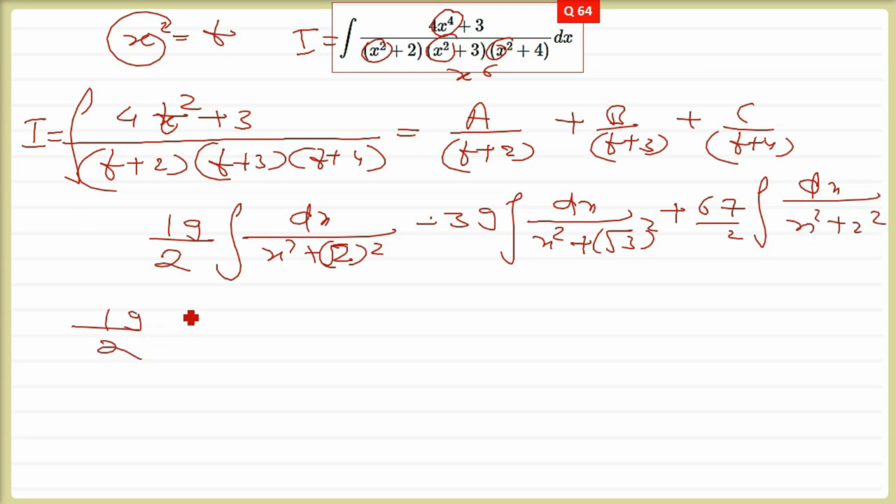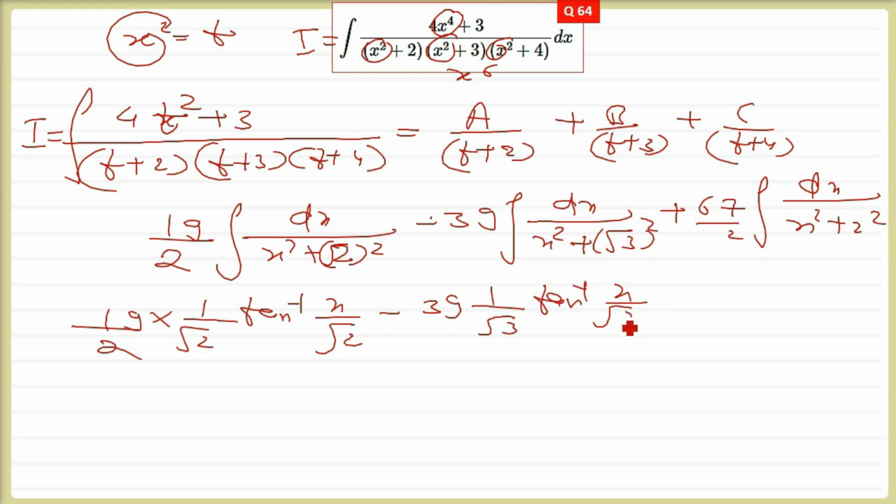Final answer will be 19 by 2. This will be 1 by a tan inverse x by a. So 1 by root 2 tan inverse x by root 2 minus 39, 1 by root 3 tan inverse x by root 3 plus 67 by 2. See, I'm just giving you a hint. This question is quite easier. The only initial steps I'm telling you, and the final steps only. So I has come like this.